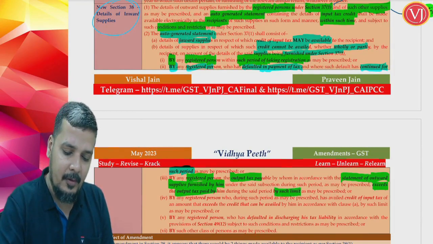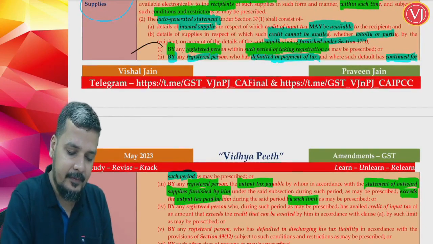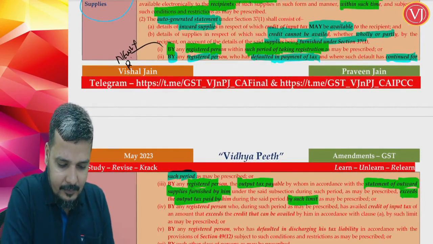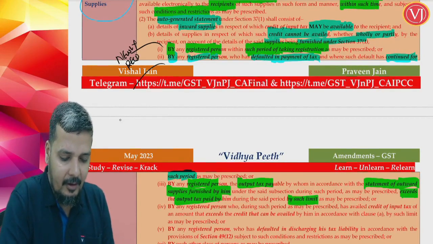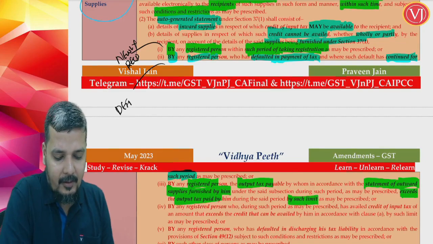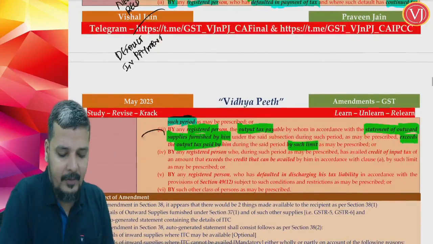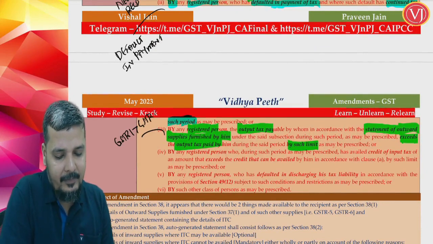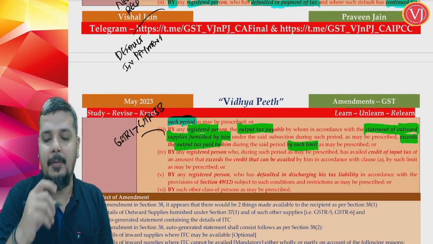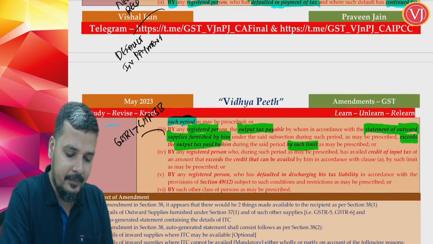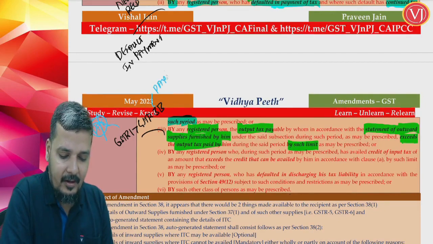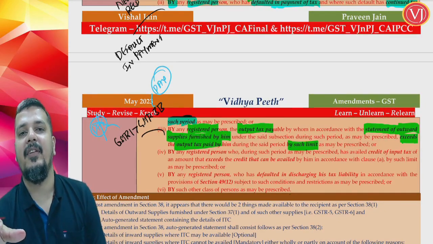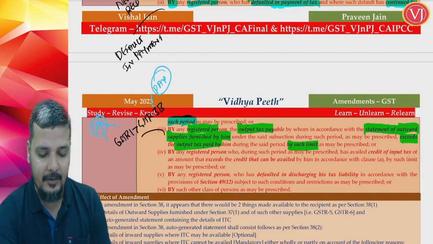So first, you're talking about a newly registered person. Supplier is a newly registered person. Second, you are talking about default in payment. He has not made the payment for such time as may be prescribed. Third, you are talking about a scenario where the supplier has shown his sales more in GSTR 1 but actually paid less based on GSTR 3B. Because when you talk about GSTR 1, there is no payment. Payment is only at the time of GSTR 3B. So his outward supplies in GSTR 1 is more than outward supplies in GSTR 3B on the basis of which he has made the payment.